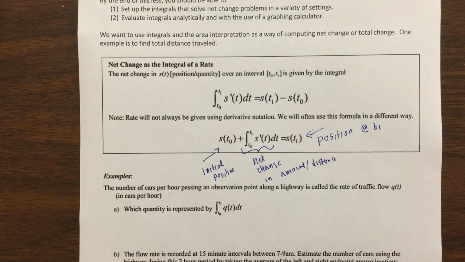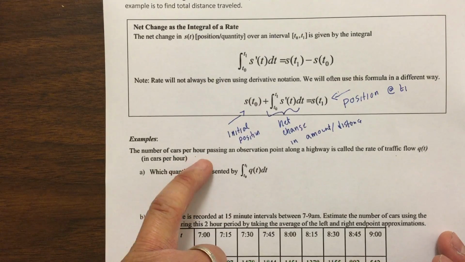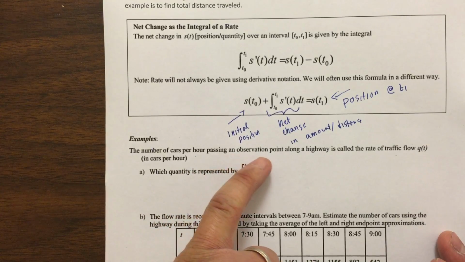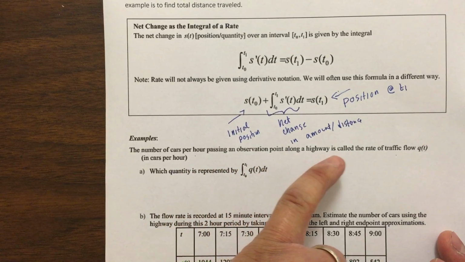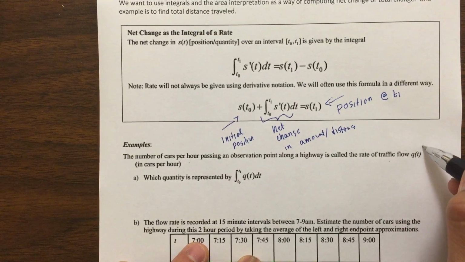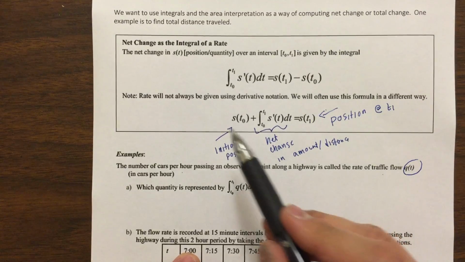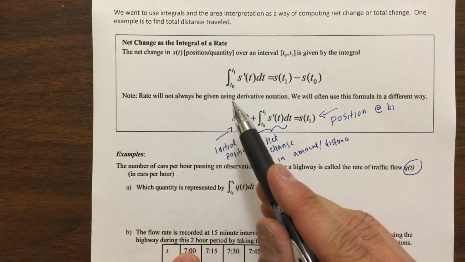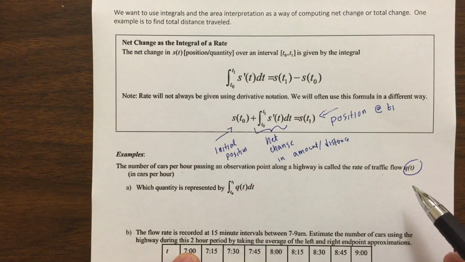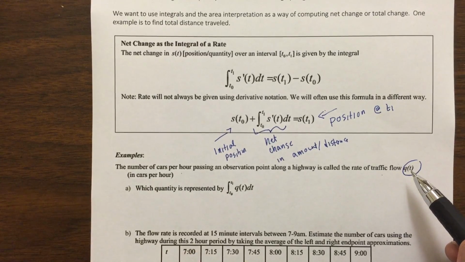Now let's take a look at some specific examples here. The number of cars per hour passing an observation point along a highway is called the rate of traffic flow. So the rate of traffic flow is represented by the function Q. Now notice that, as I mentioned before, rate will not always be given using derivative notation. So that's one of the examples where it's a rate, but it's not being used with derivative notation, but it's the derivative of some function.